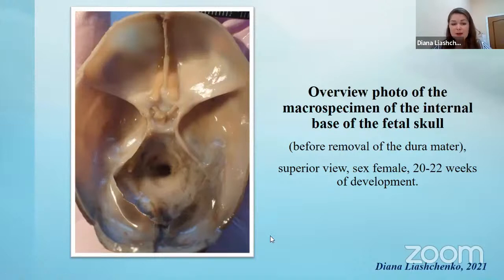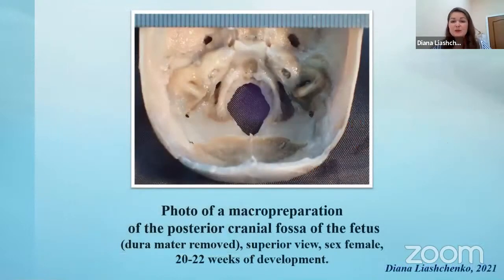You can see that at this age, 20 weeks of development, we can clearly define the anterior cranial fossa, middle cranial fossa, and posterior cranial fossa with different structures. For example, olfactory tracts and optic nerves, optic chiasm, sella turcica, foramen magnum, some cranial nerves, and others. And some specific features, very interesting in our opinion, we revealed in the internal base of the skull in fetuses. I have no time to tell you about the full internal base of the skull, so I stop on the posterior cranial fossa.